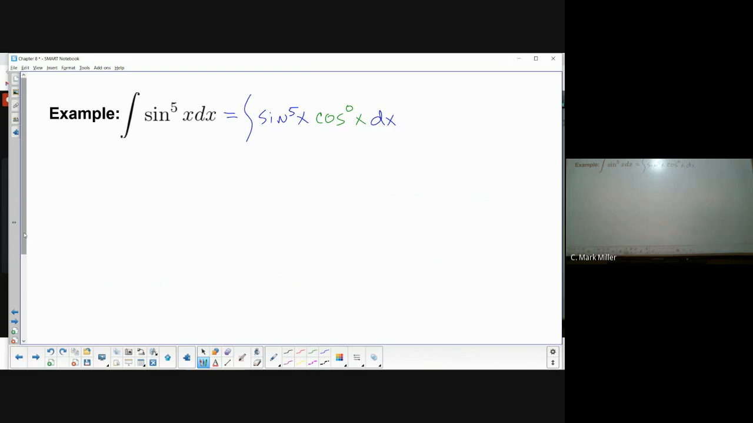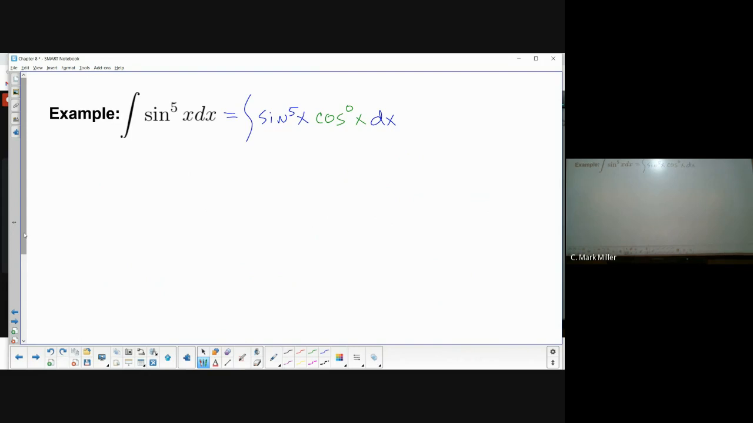What did I say to do? Whatever one is to the odd power, maybe both of them are to the odd power. That's even better. But the sine is to an odd power. I'm going to peel off one of those sines and leave it, and I'm going to turn the rest of the sines into cosines. And that cosine to the 0, I'm going to ignore that, because that's 1.